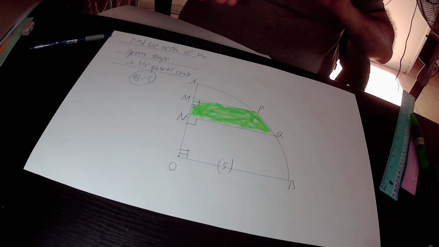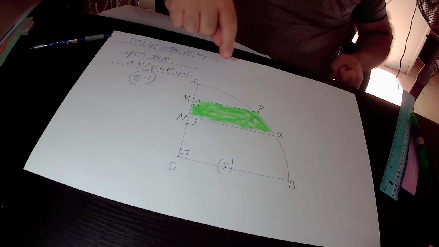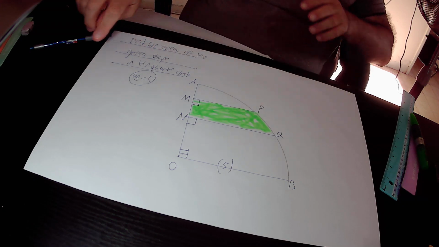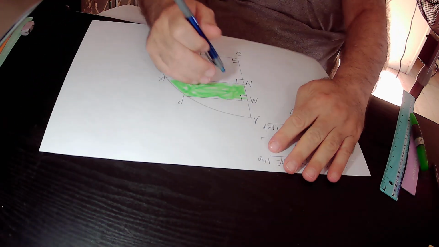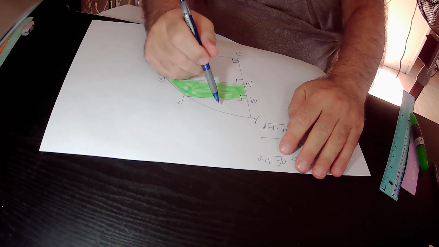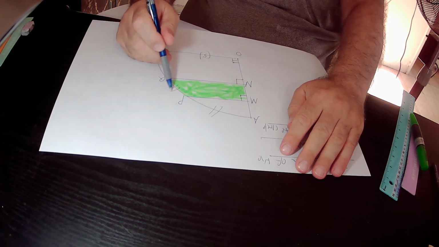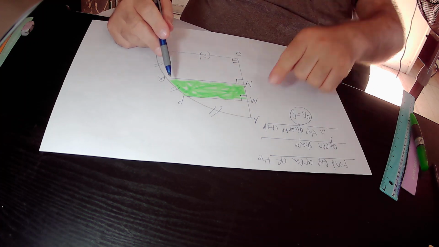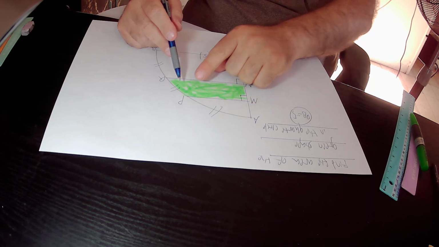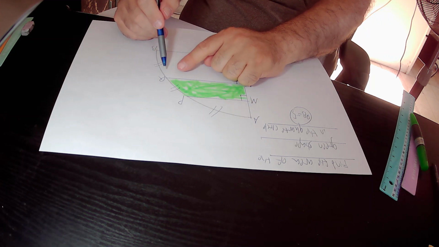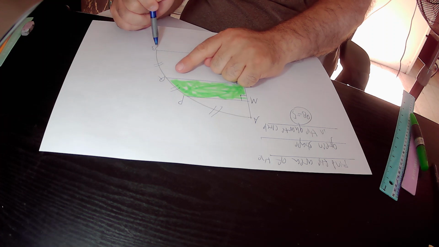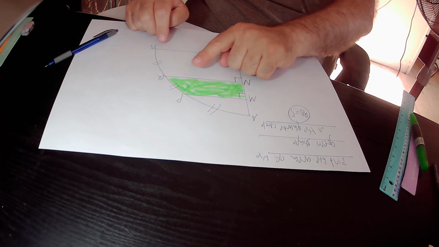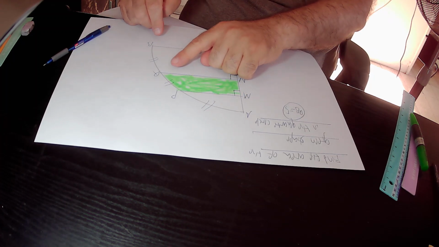In this second question, our mission is to find out the area of this green shape that is inside a quarter circle AOB. It is given in the question that arc AP is equal to arc PQ and is equal to arc QB. That is to say, the lengths of all those three arcs are equal to each other: AP equals PQ equals QB.